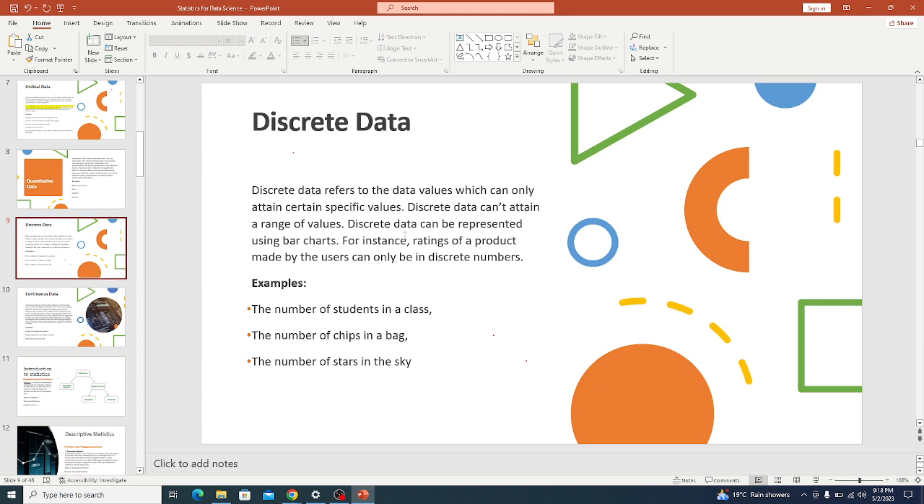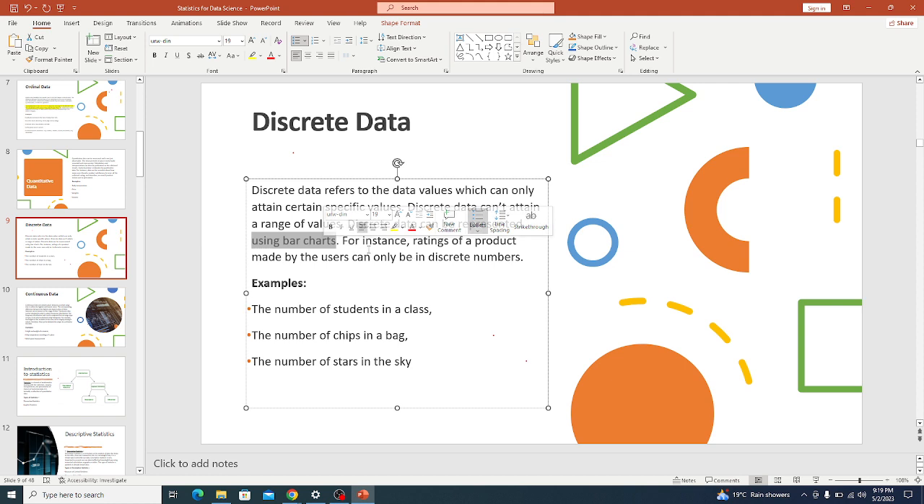Okay, let's go to discrete. So discrete data refers to data values which can only attain certain specific values. Discrete data can't attain a range of values. We said range is for continuous. And discrete data can be represented using bar charts.